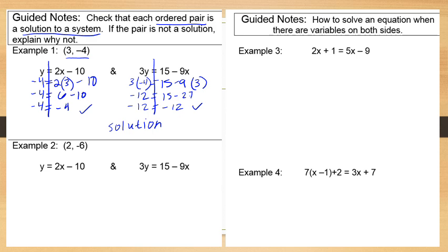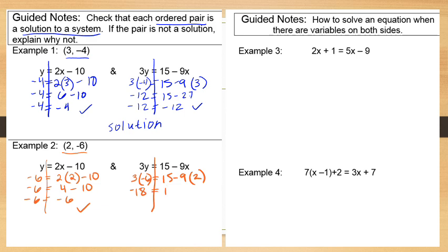The next step, I've been given a different point here. So (2, -6). Again, I'm going to plug that into my equation. So -6 equals 2 times 2 minus 10. So I have -6 equals 4 minus 10, -6 equals -6. So far this looks encouraging, and then I'm going to go ahead again and plug this point into the other equation. So I have 3 times -6 equals 15 minus 9 times 2.